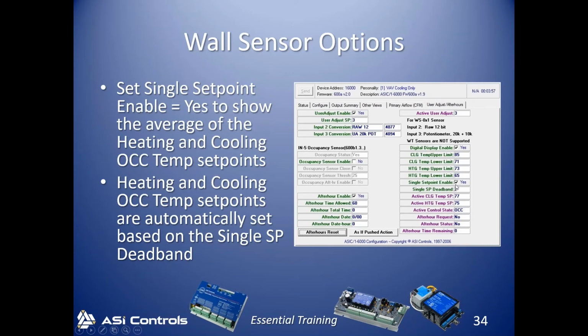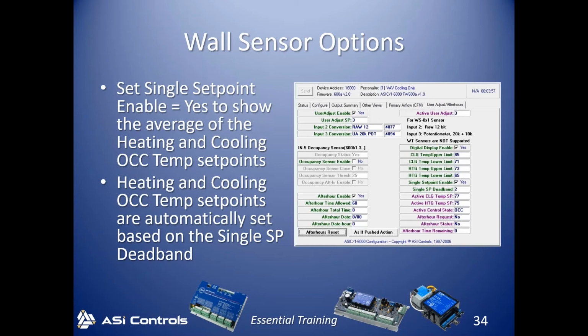With a digital wall sensor, there's also this checkbox for single set point enable. And we have independent heating and cooling set points. So in our initial release of the digital wall sensor, we required the user to set the heating and cooling set points independently. And so you would press the mode button to go into set point adjustment, and then by default, it started out adjusting the cooling set point, and then you could toggle between cooling and heating set points with the power button.